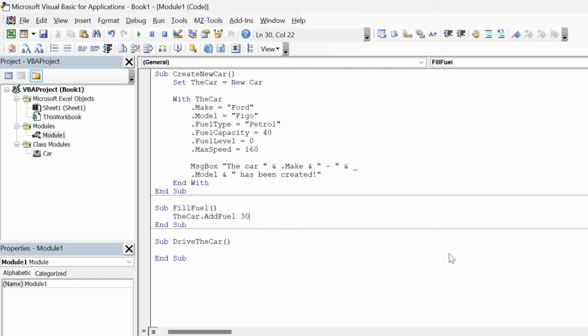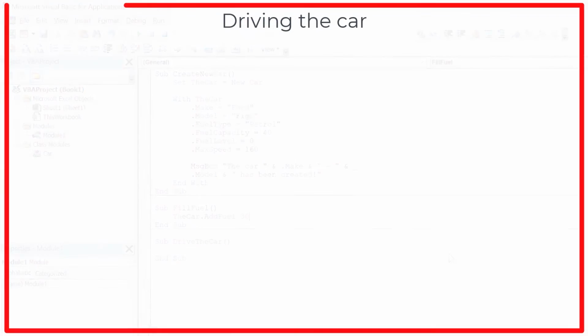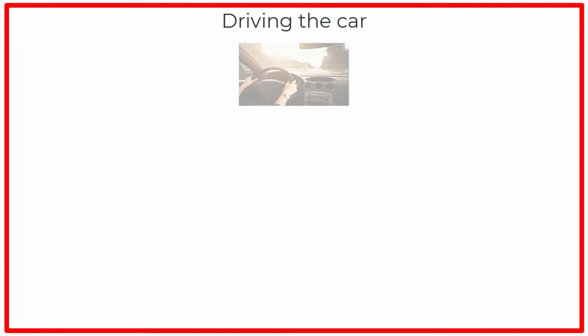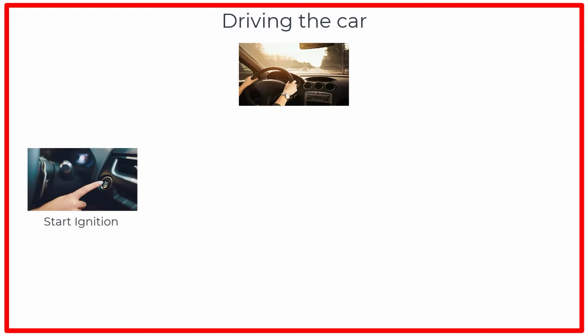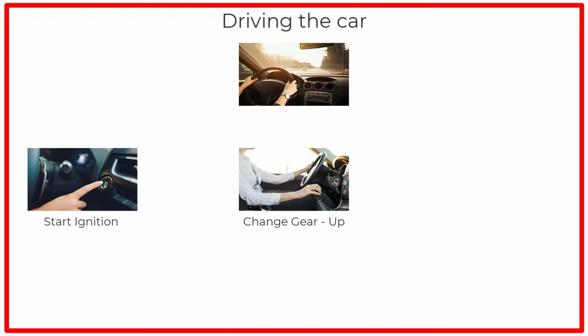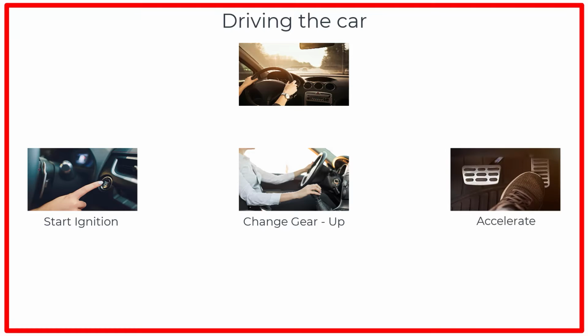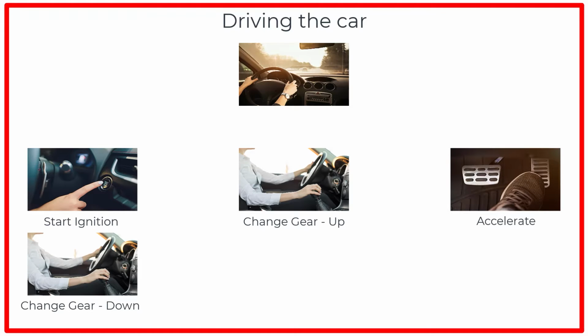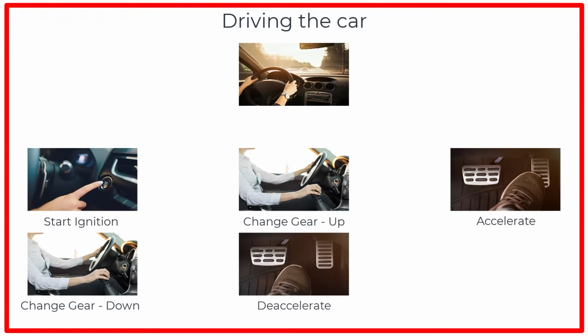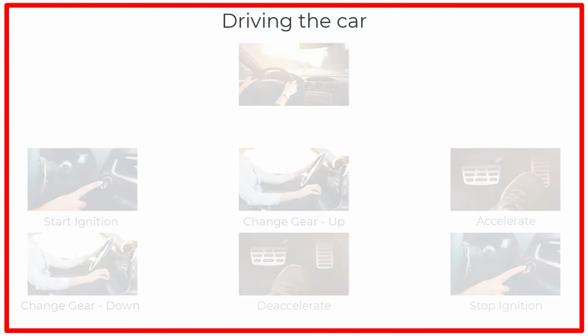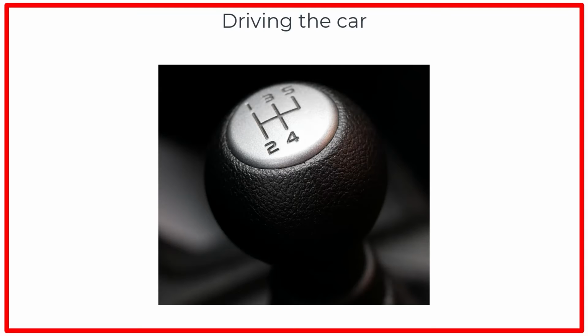This basic concept is for this video tutorial only and obviously doesn't exactly mimic a real world scenario. So to drive the car, we will start the ignition, we will move the gear up, then we will accelerate, then we will move the gear down, then we will decelerate, and finally we will stop the ignition. We will also assume that the car has 5 gears.